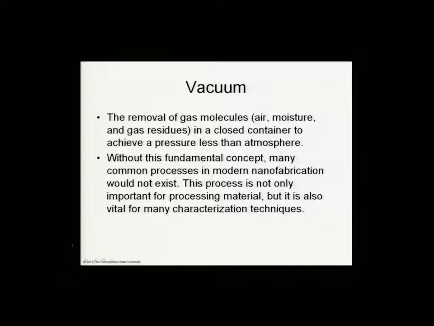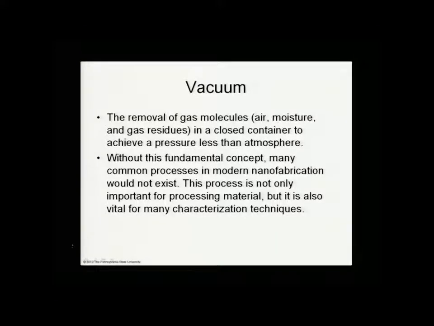Vacuum means that we've created a volume where we have removed gas molecules, the gas molecules that normally would be present. Air molecules, oxygen, nitrogen, for example, moisture, water vapor, and any gas residues that might be present in the environment, they're all removed in some defined container. We generally call it a vacuum chamber, and we have achieved a pressure in that vacuum chamber that is less than that found in the atmosphere. If we didn't do this, there's many processes in modern nanofabrication that we just could not carry out.